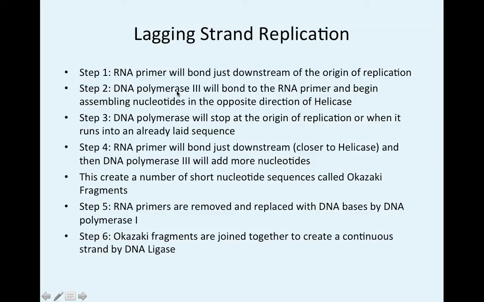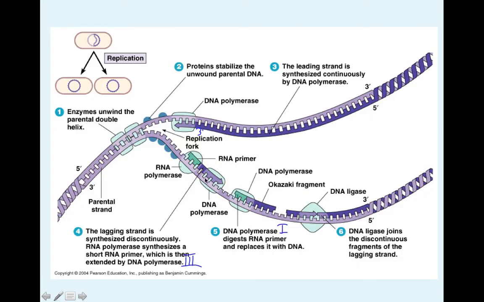Second part, DNA polymerase 3 will bond to the RNA primer and begin assembling nucleotides in the opposite direction of helicase. So after we've got our primer here, then this is DNA polymerase 3, and it's going to start making little bases. And it's going to keep making bases until it runs into another primer. On the leading strand, I can just keep going and never stop. But here, DNA polymerase is going to smash into another primer, and then it's going to stop. So I'm going to have a little fragment of DNA, primer. Then I'm going to have a little fragment of DNA, and then DNA polymerase is going to keep going until right here it's going to stop, and I'm going to have another primer.